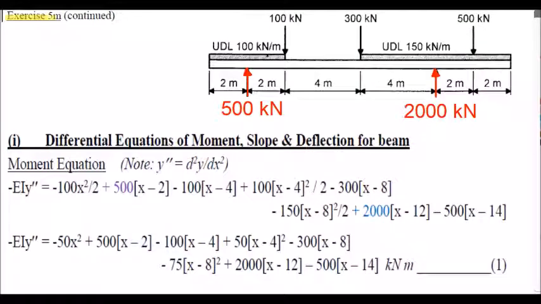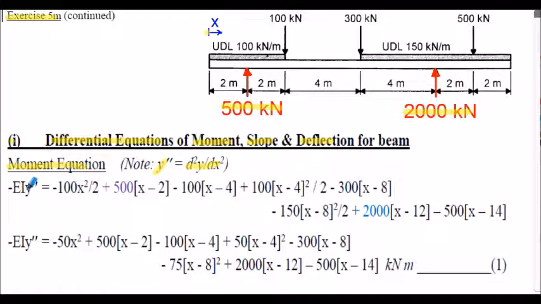Exercise 5, solution continued. Just adding my reactions now to the beam. The left-hand reaction was 500 kilonewtons and the right-hand reaction is 2000 kilonewtons. So we need both of those this time when generating the moment equation. So, part 1 of our solution, we've got to find the differential equations for the moment, for the slope, and for the deflection. So, moment equation, note I'm using the notation y double dash is equal to d2y by dx squared here. And as usual, the x dimension commences from the left-hand end of the beam.